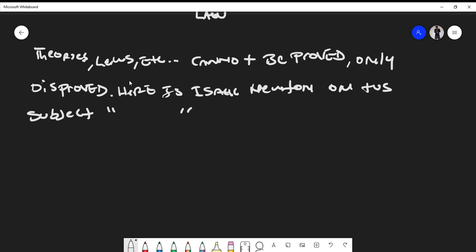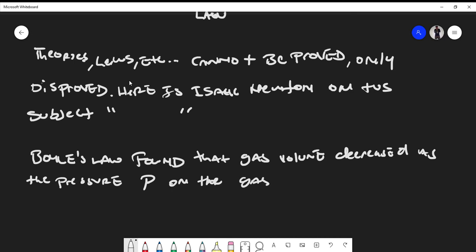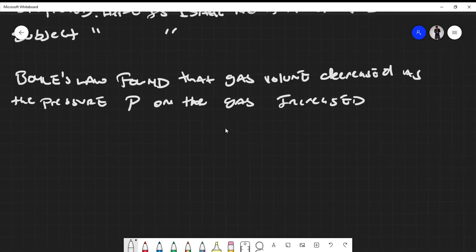Now, the first one we need to talk about is what we call Boyle's law. And Boyle's law, he actually found that gas volume decreases, right? So gas volume decreased as the pressure, and in this case I'm going to say P, the pressure P on the gas, increased, right? So Boyle's law says that as the pressure goes up, the volume should decrease and vice versa, right?